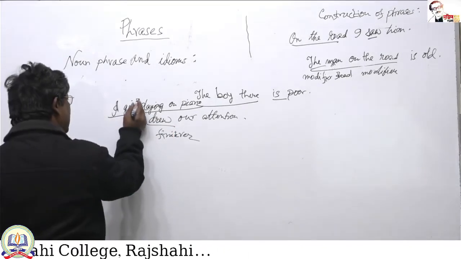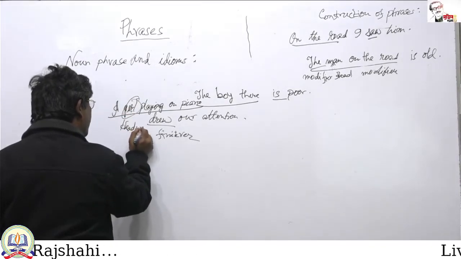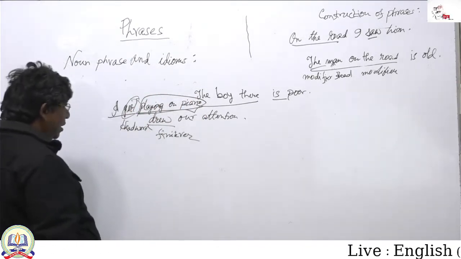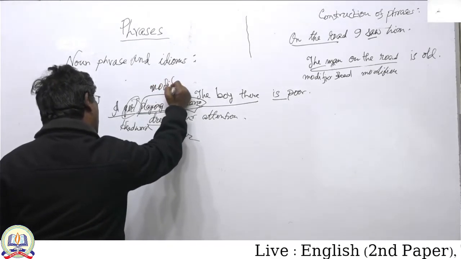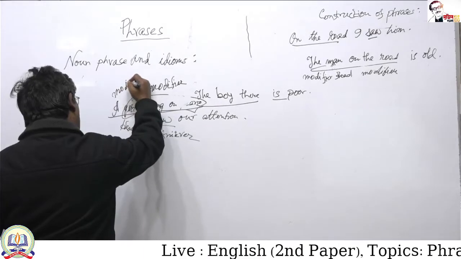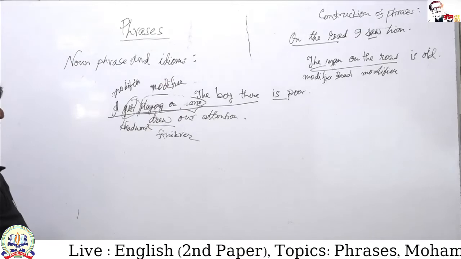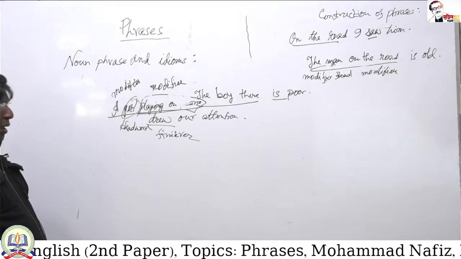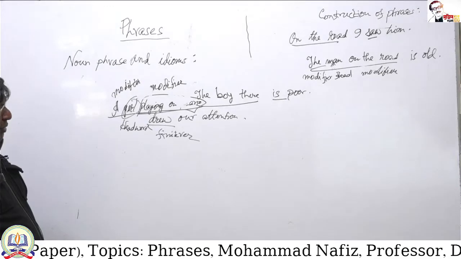In this noun phrase, girl is the head word, playing on piano is the modifier, and a is also a modifier. So we have both a pre-modifier and a post-modifier in the phrase a girl playing on piano. And playing on a piano is a present participle phrase.